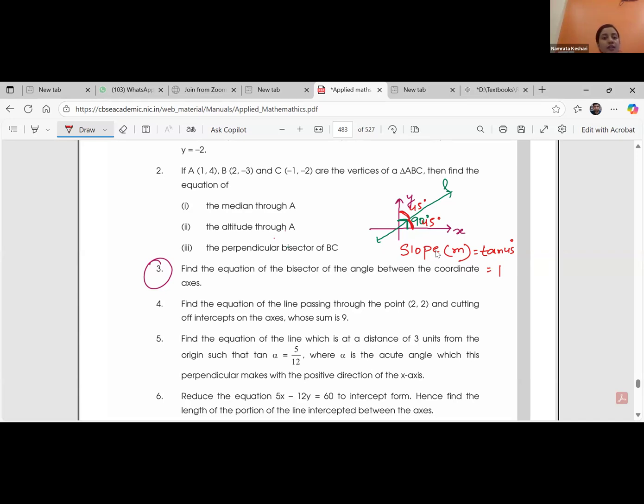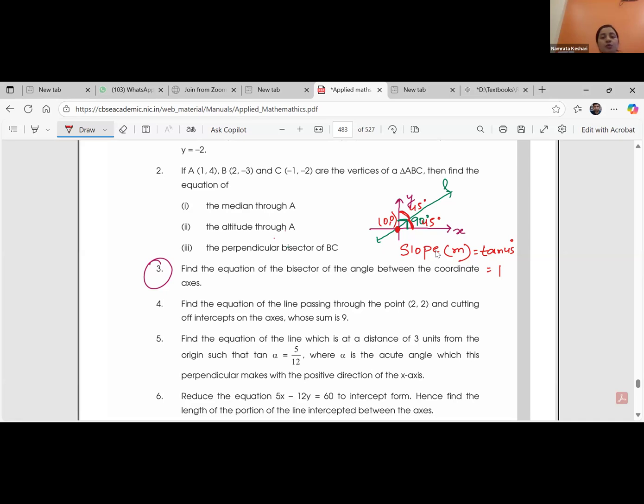What are we supposed to find? The equation of the line, the equation of the bisector. What data do we have in hand? The slope we have. And what else? It is passing through the origin, we can see. Why? Because it is a bisector of the angle between the coordinate axes, so definitely it will pass through the origin. This line L is passing through 0, 0.